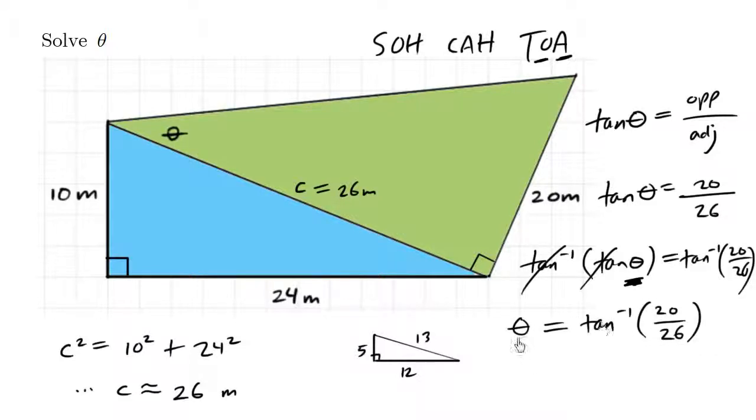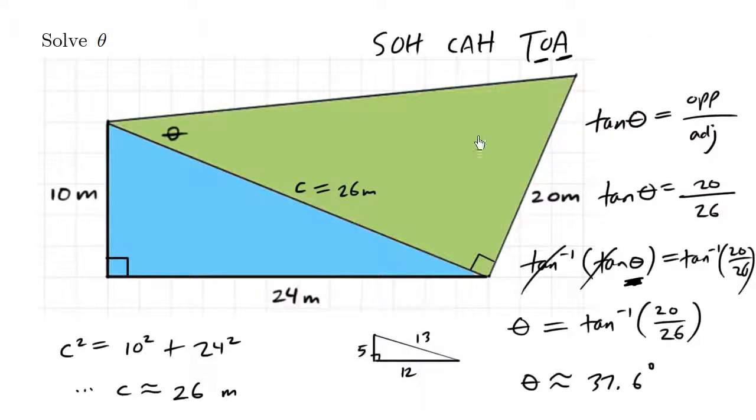And making sure that your calculator is in degree mode, we compute this as theta is approximately equal to 37.6 degrees. And visually, when I look at this picture, that seems pretty reasonable.